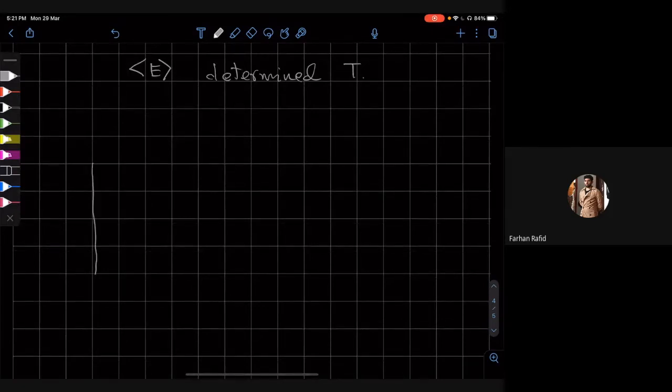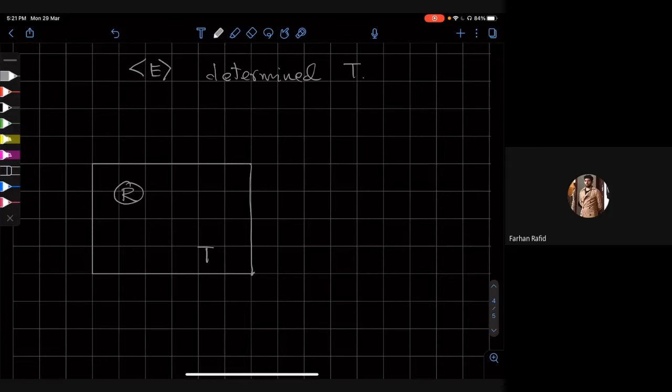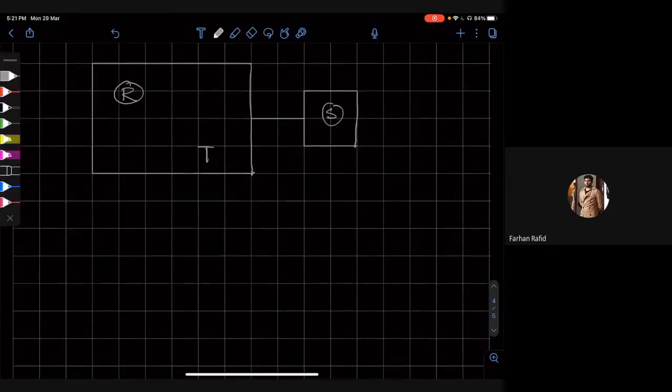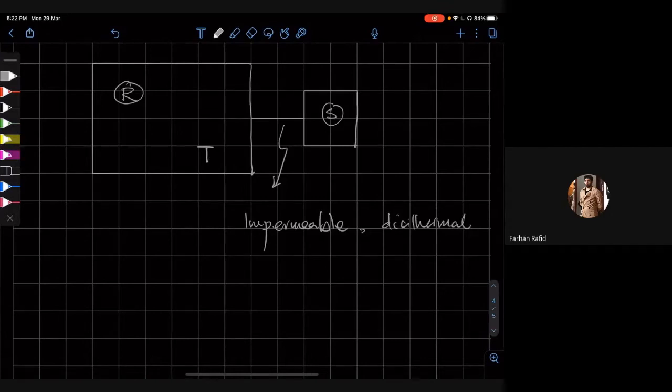So we assume that we have some reservoir, and the reservoir is a very large system, so large that it has many degrees of freedom, and it has a very well-defined temperature. So this is the reservoir, and we have a relatively small system, let's call it S. And the system is connected to the reservoir by some impermeable but diathermal wall. Impermeable means that particles cannot be exchanged between the system and the reservoir, but diathermal means that heat can be exchanged. Okay.